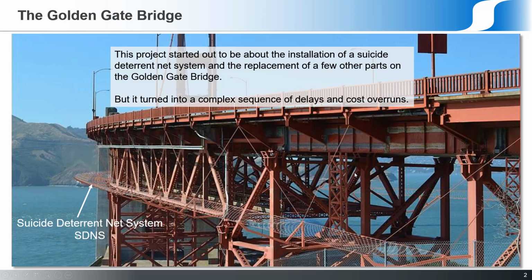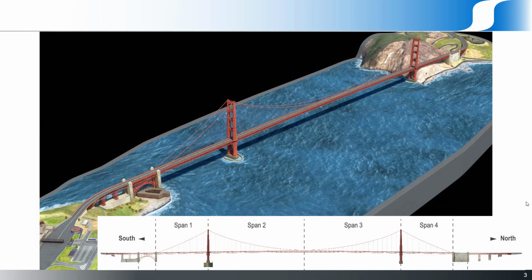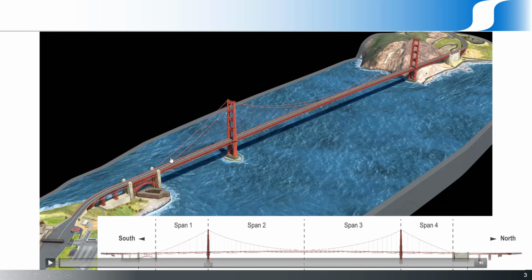So this photo just gives you a general idea of what was intended. As an overview of the bridge and a way to identify the parts, we have a nice 3D model of the bridge that we used in many places on this. The bridge basically runs south to north across the entrance to San Francisco Bay.